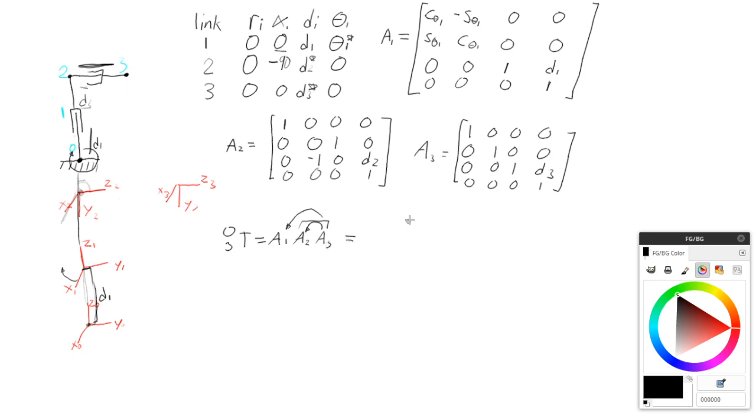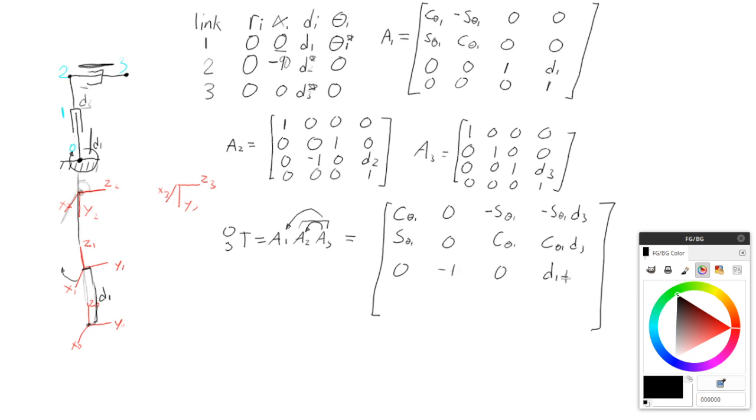I'm not going to go over it, just our final answer here. We've got the cosine of theta 1, 0, negative sine theta 1, and negative sine theta 1 times d3; sine theta 1, 0, cosine theta 1, cosine theta 1 times d3; 0, 1, 0, and this turns out to be d1 plus d2. We're always going to end with 0, 0, 0, 1.